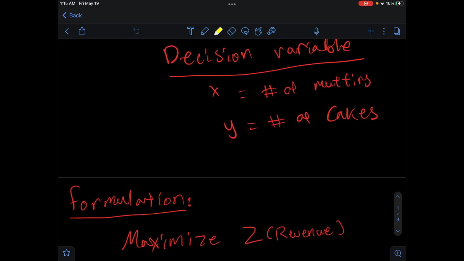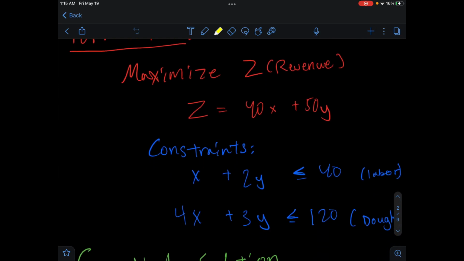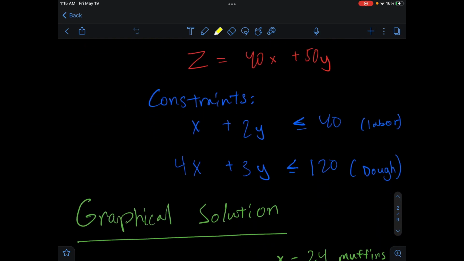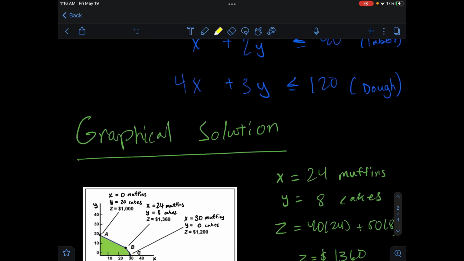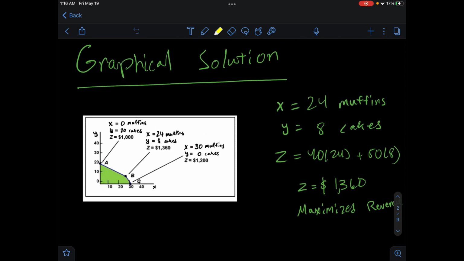So let's define our variables. X is the number of muffins and Y is the number of cakes. Our objective function is z is equal to 40x plus 50y, and our constraints are as follows. Since this is a maximization problem, we have to make them less than or equal to 40, less than or equal to 120. So this is one way of solving it, using a graphical solution.